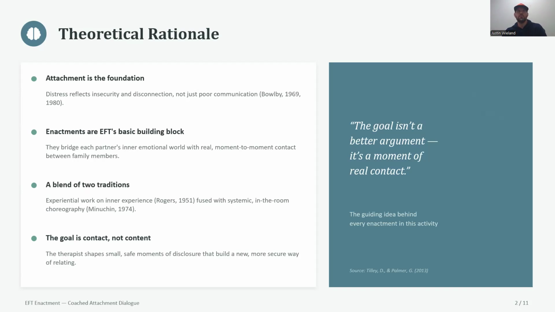Tilley and Palmer in the article have a quote I like: the goal isn't a better argument, it's a moment of real contact. These enactments are like the basic building blocks of EFT because they help each family member connect with their emotional experience and then actually share it in a real interaction between different family members. This approach combines experiential work on inner experience from Carl Rogers, and also systemic work in the room, in the family system and choreography of interactions, from Minuchin. These are some things cited in the article.